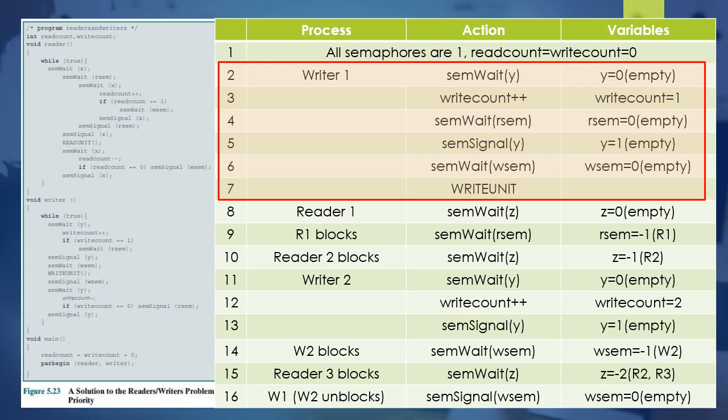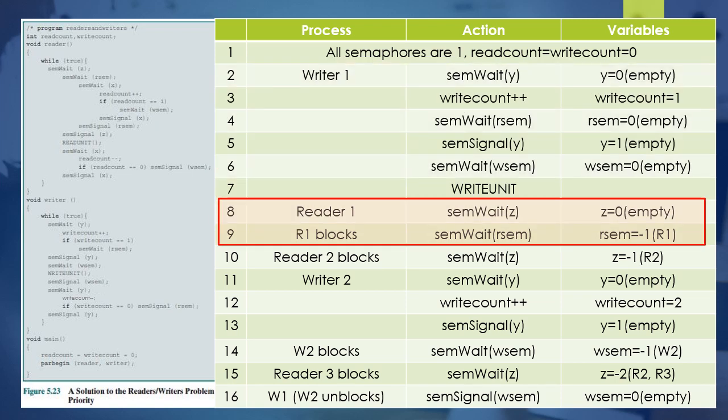Writer 1 comes into the system. It issues a wait on Y, which becomes 0. It increments write count, which becomes 1. It issues a wait on RSEM, which becomes 0. It issues a signal on Y, which goes back to 1. It issues a wait on WSEM, which becomes 0, and then it starts writing on the file.